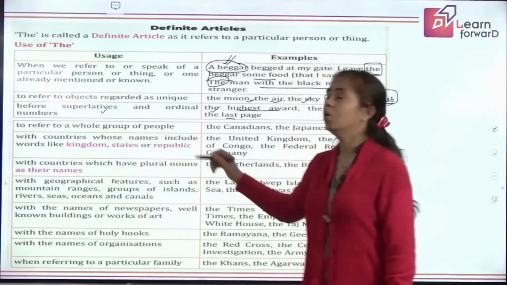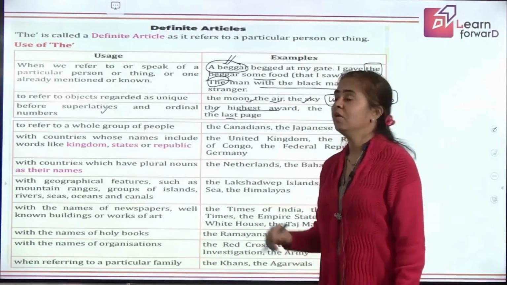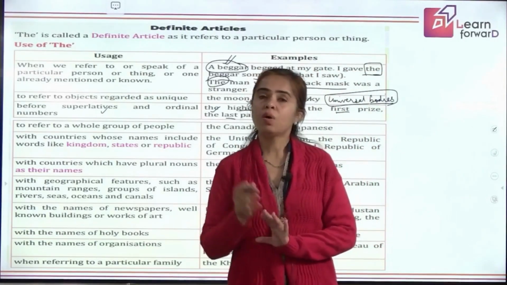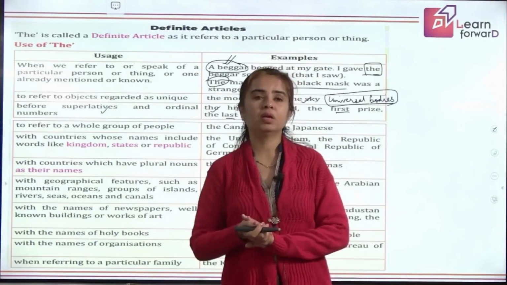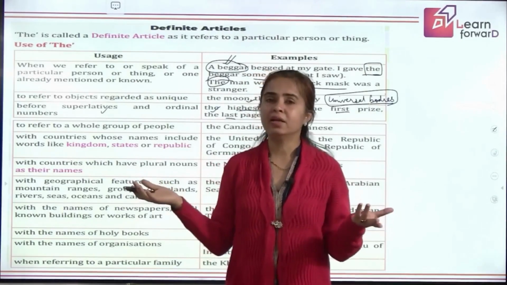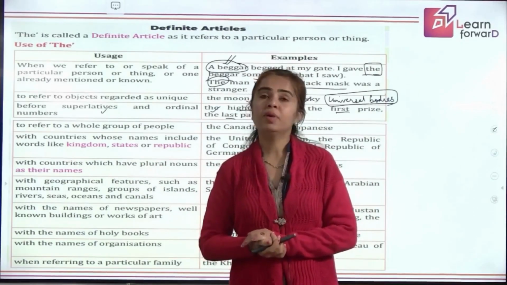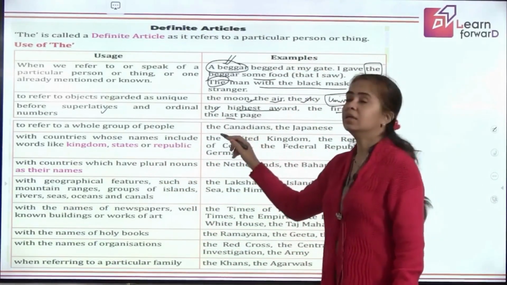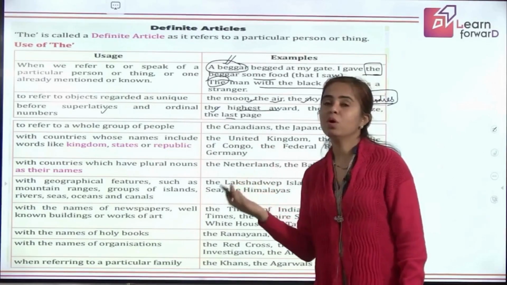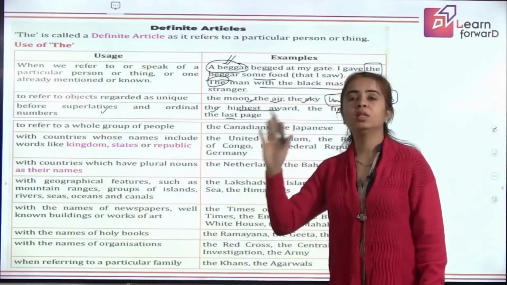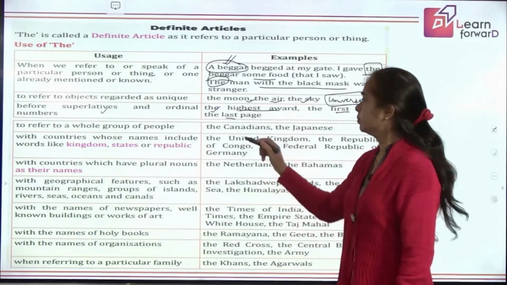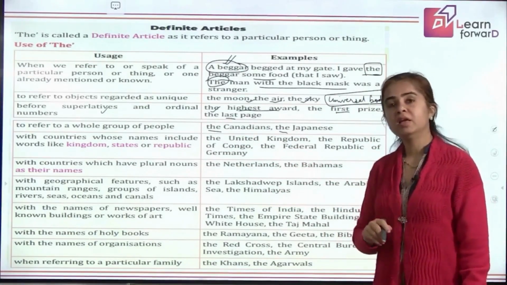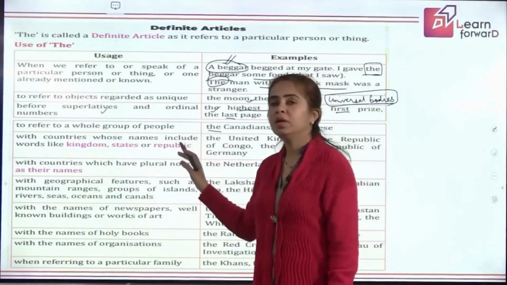To refer to a whole group of people. Yes. When you are talking about the entire community, you are not talking about one particular person. Suppose you want to say, I met a Canadian. So that can be any Canadian. But if you are talking about the Canadians in general, what do you say? The Canadians. So whatever I am saying about them, I mean all the people of Canada. So this is the Canadians, the Japanese. Fine. So I mean the whole community.